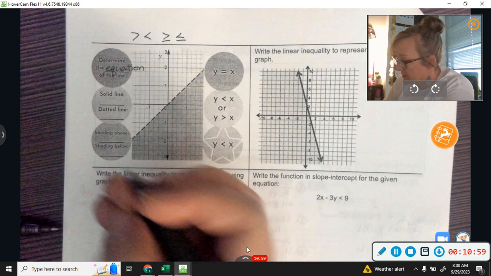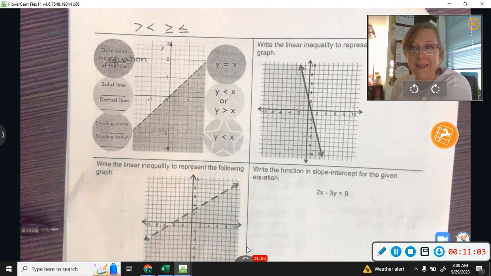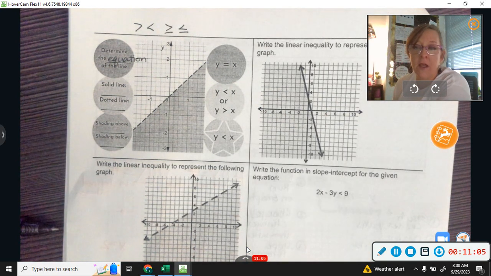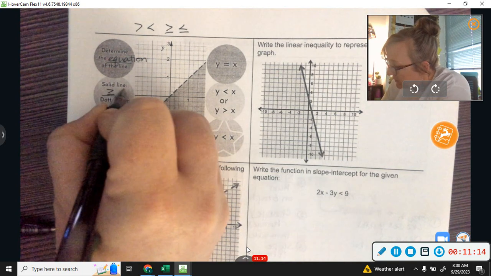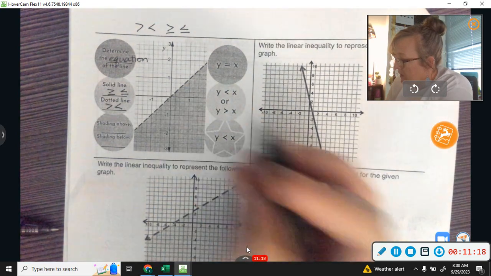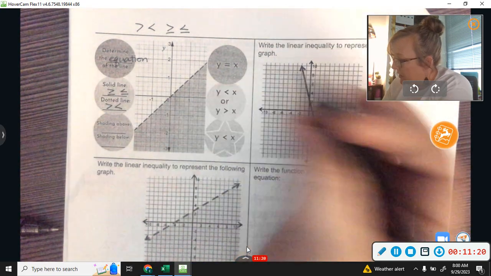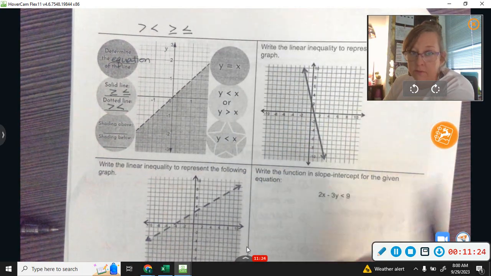You've got to think about, is it a solid line or a dotted line? So this time, instead of having the inequality and deciding if I should do solid or dotted, I have the solid or dotted, and I have to decide which sign it is. For a solid line, that's when you do greater than or equal to or less than or equal to. Dotted line is greater than or less than. So for this one, I have a dotted line or a dashed line, so I know it must be either greater than or less than, no or equal to.